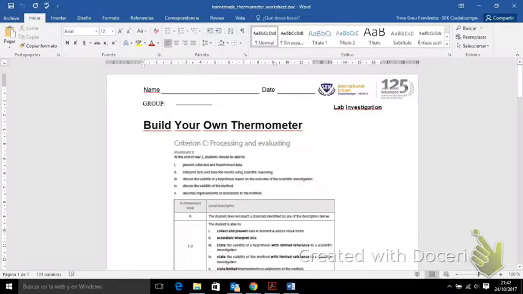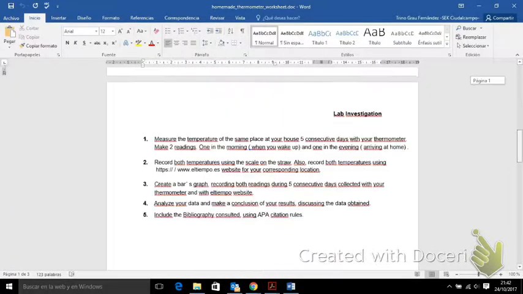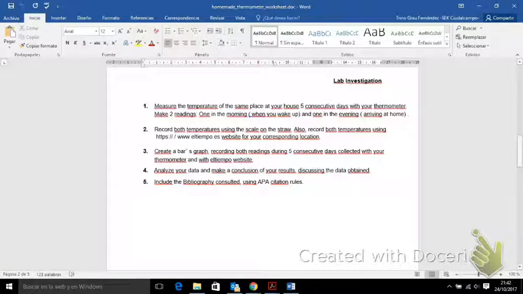so you will find the rubric, criteria C, processing and evaluating, and the guidelines of the things that you need to do. So you need to measure the temperature of the same place at your house 5 consecutive days and make 2 readings, one in the morning and one in the evening. Then record both temperatures, the one using the scale in your thermometer and the one that you will find on the website www.eltiempo.es or using your cell phone.